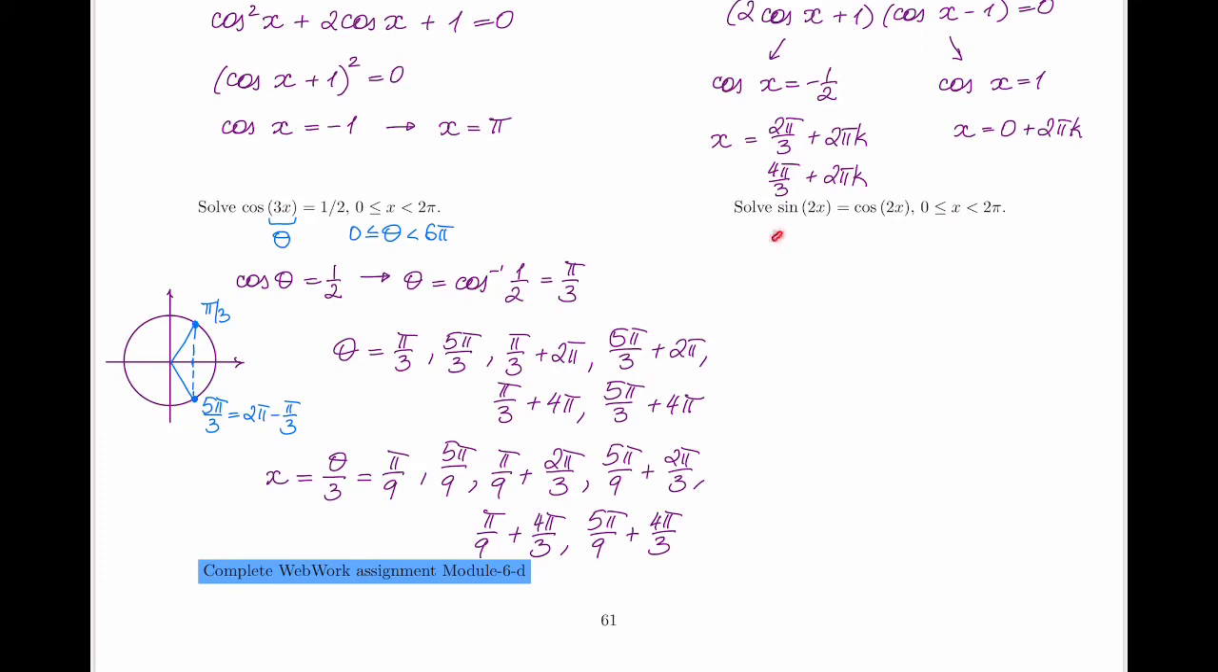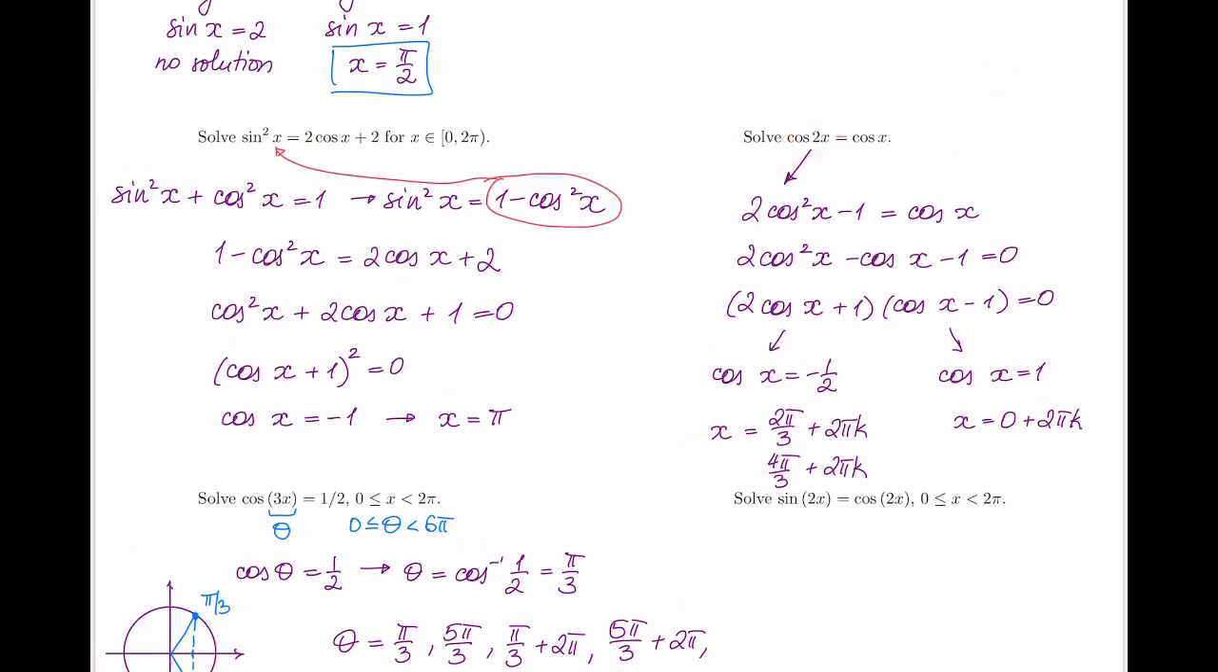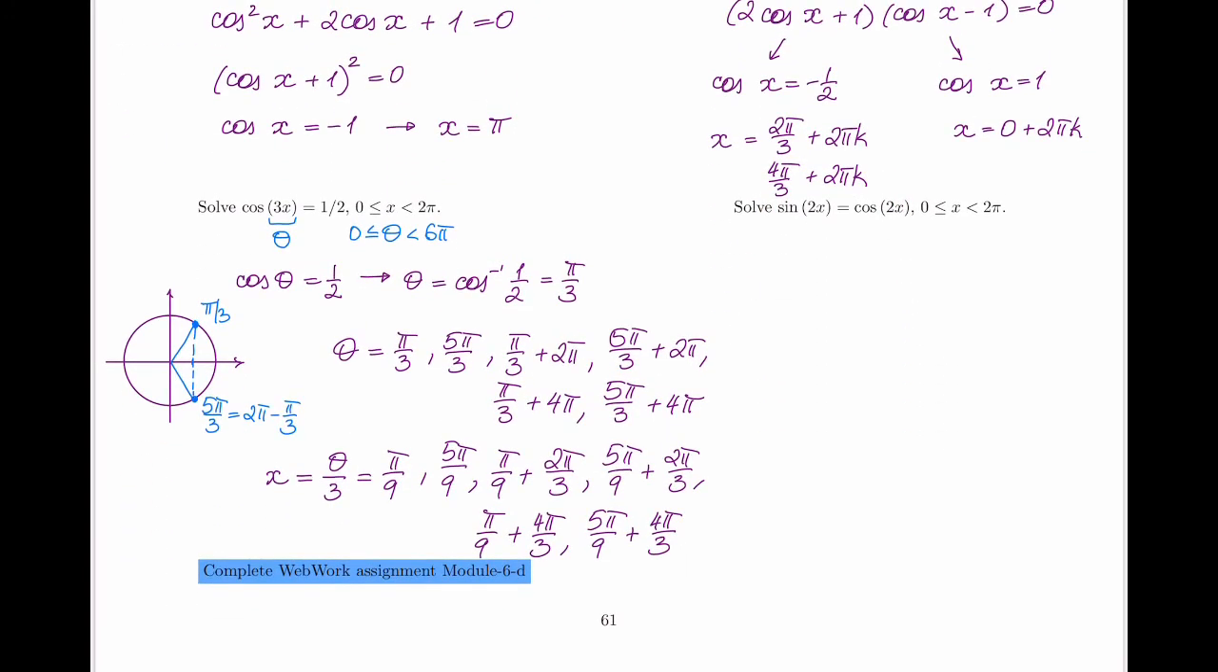problems. I have sine and cosine, so not just one function, and I have double angles inside. So I can, again, approach this equation in many different ways, one of which will be to reduce cosine and sine of 2x to cosine and sine of a single x, and then solve from there. But here I'm going to take a slightly different approach.